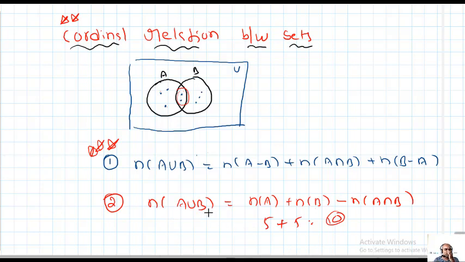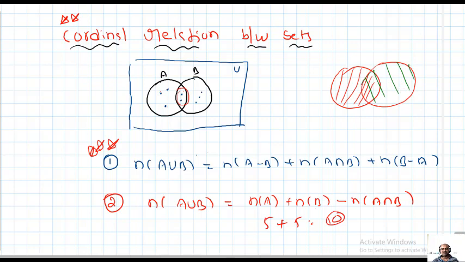That's why n of A union B means n of A plus n of B minus n of A intersection B. Students, here this is A and this is B. I want n of A union B, the number of elements present in A union B. So the number of elements present in A first, plus the number of elements present in B. What happened? This area is counted 2 times, no? That's why you need to subtract one time. So n of A union B equals n of A plus n of B minus n of A intersection B. This is another cardinal relation.